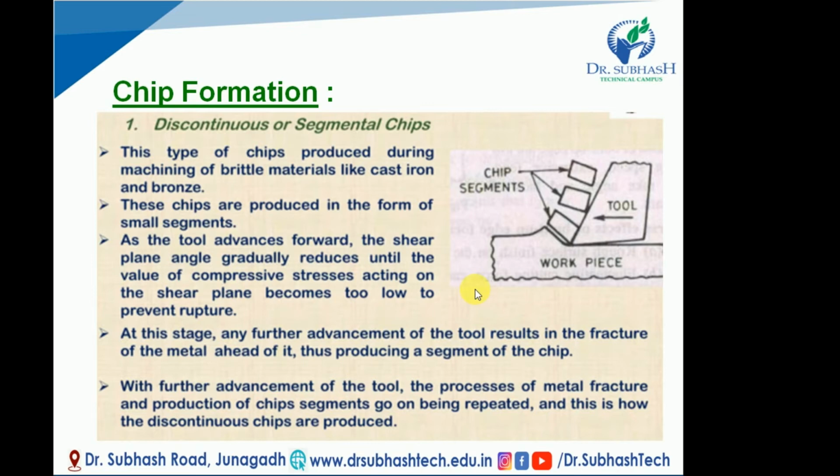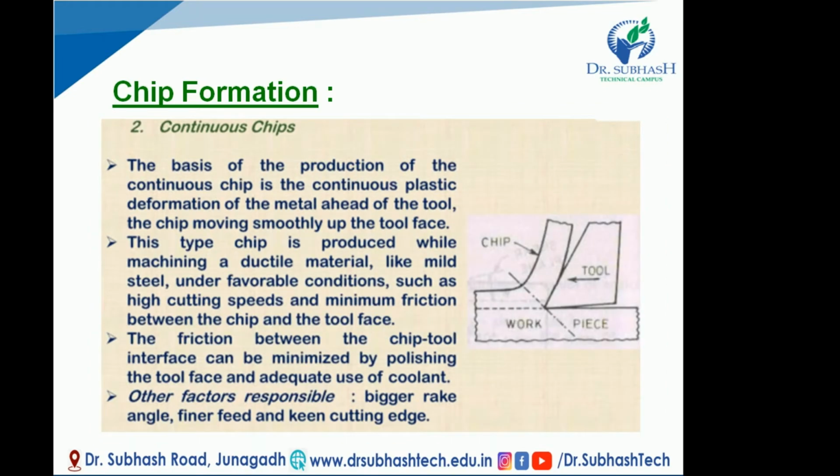As I told you in the first sentence, discontinuous chip is formed by a series of ruptures occurring approximately perpendicular to the tool, right? This is the discontinuous chip. Second one, that is continuous chips. Try to understand with the use of the figure how it is produced.